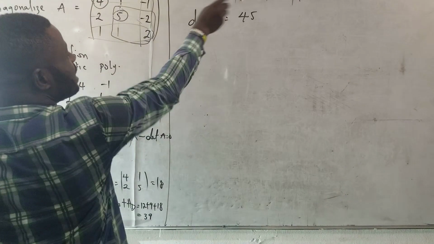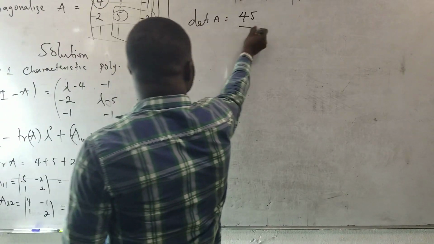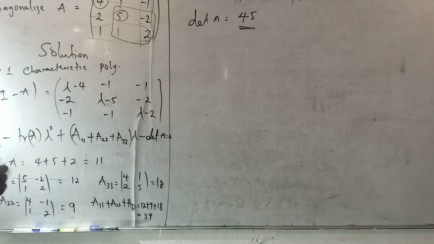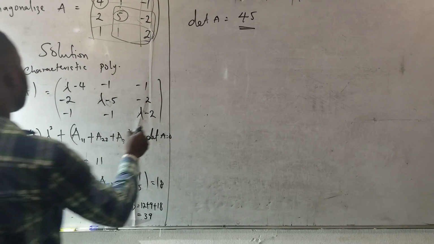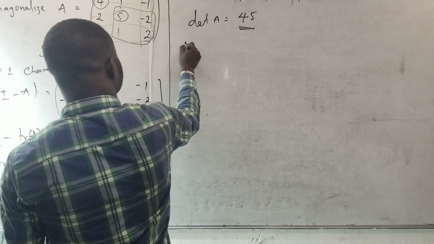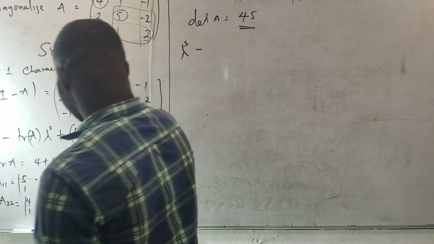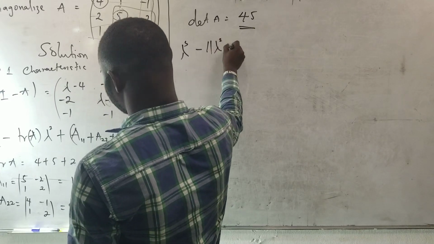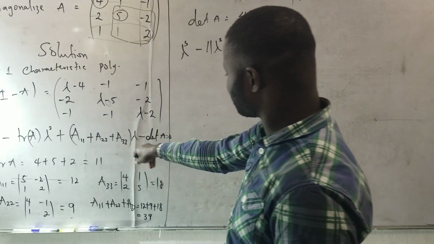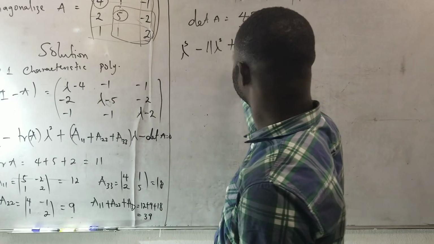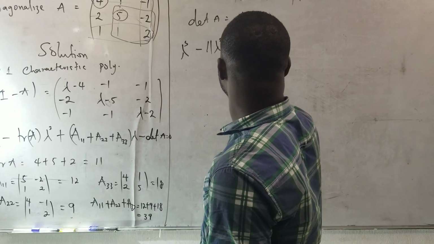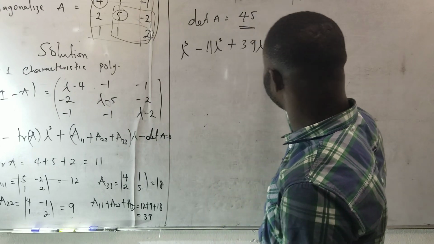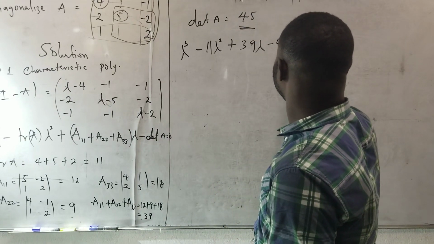Please, after you do that, you just do the determinant, which is going to be 45. The next thing I will do now is implement this particular trace, which will be lambda cubed minus, what's our trace? Our trace is 11 lambda squared, and plus what? Now this one will be equal to 29 lambda, and the last one will be minus 45 equals 0.